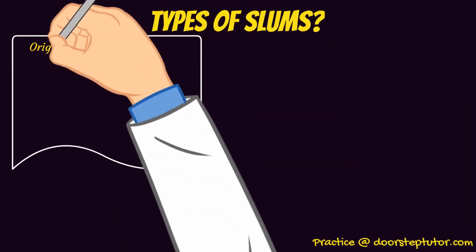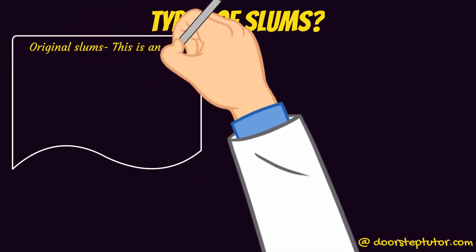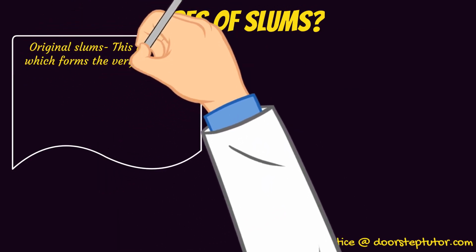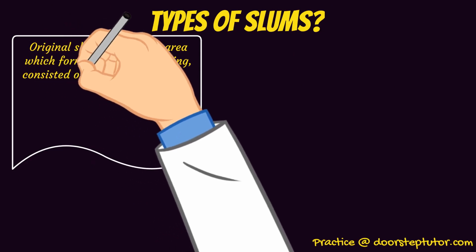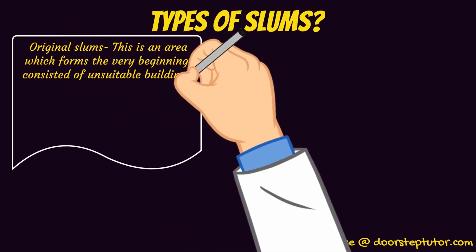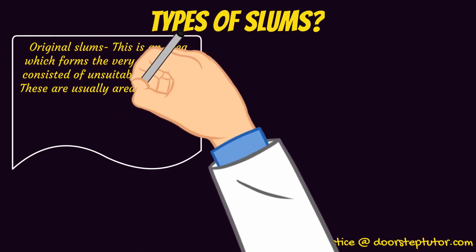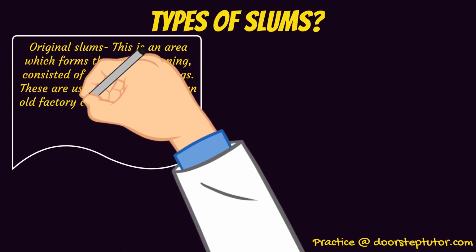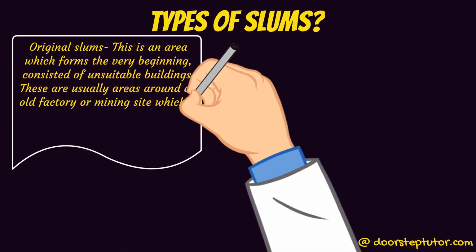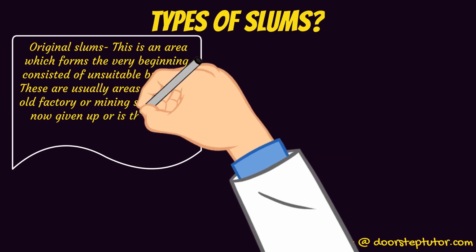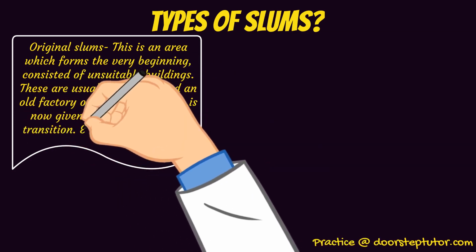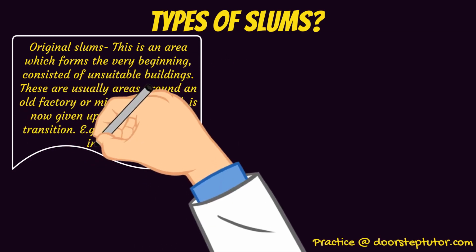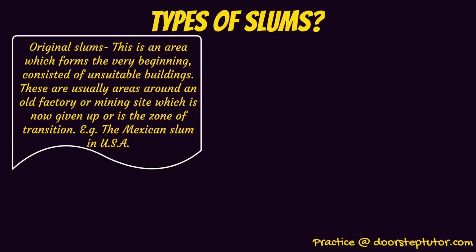Types of slums. Point number 1, original slums. This is an area which forms the very beginning, consisting of unsuitable buildings. These are usually areas around an old factory or mining site which is now given up, or is the zone of transition, like for example the Mexican slum in USA.